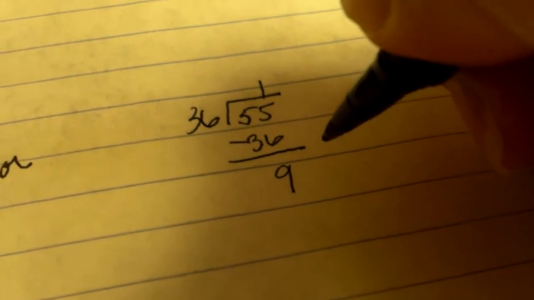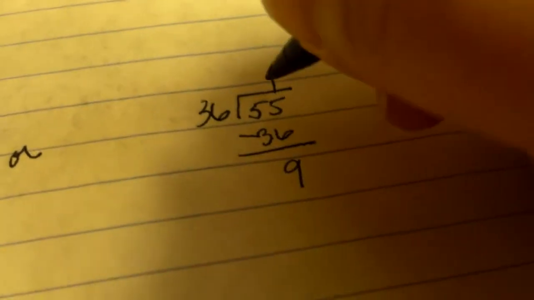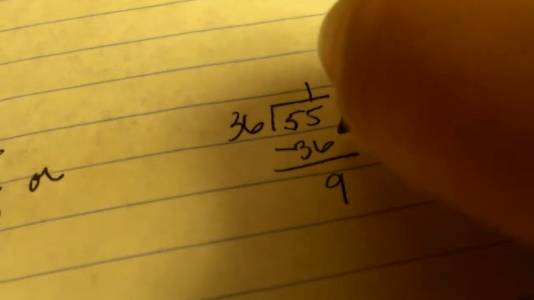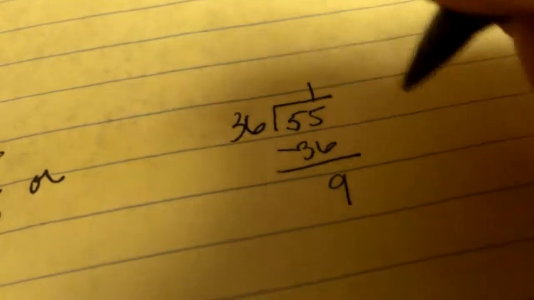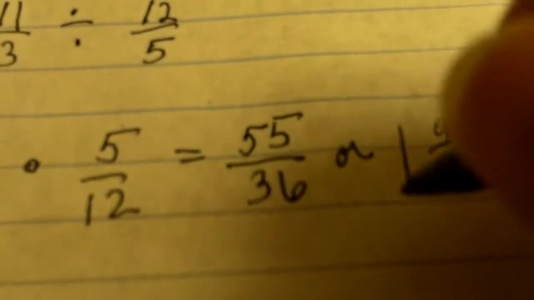So if you were looking for some extra practice, take the 36 and then the 55. And, let's see here. We would end up with looking like a 9, 1 and 9/36. And then we could reduce from there. All right? Keep practicing.